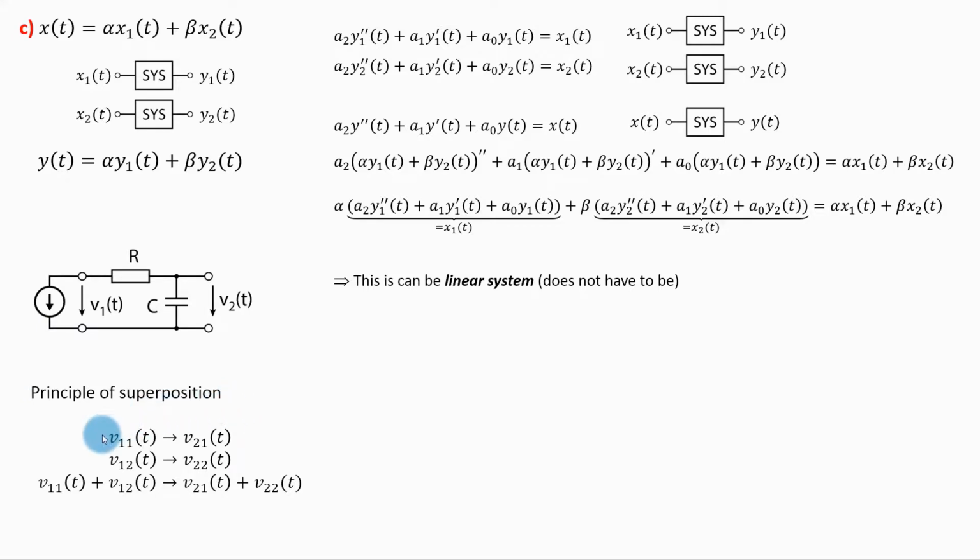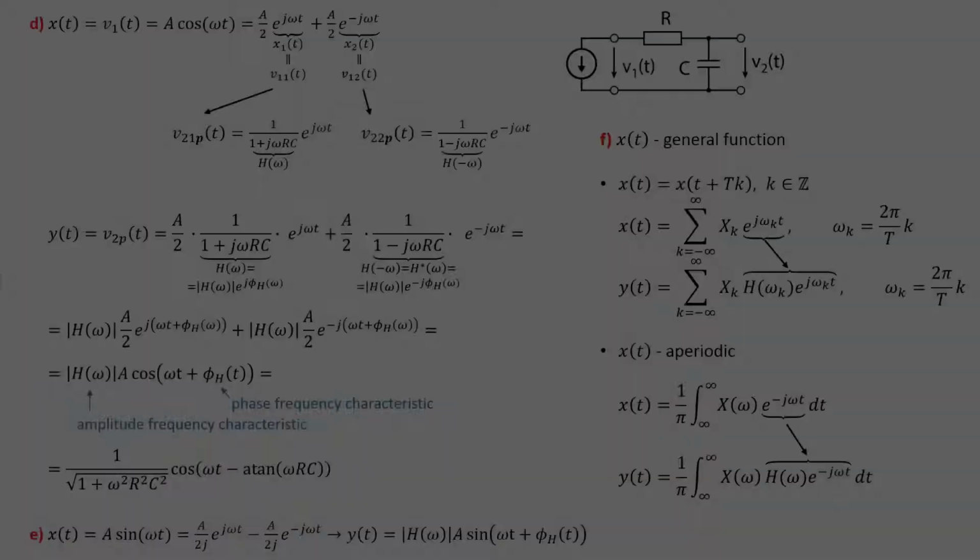That is, if you know that for input V11 you get the output V21, and you know that for input V12 you get output V22, then the combination of the inputs V11 and V12 will give you the output given as the combination of V21 and V22. Now that we know how a linear combination is being transferred through a system, we can finally figure out how our system is going to respond to a pure tone in the form of a cosine function.